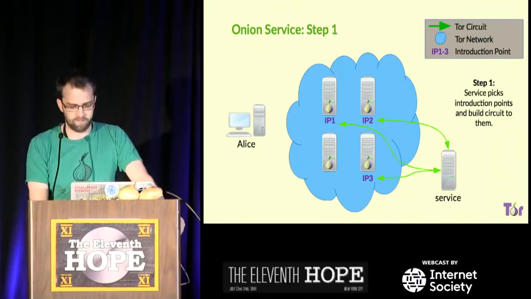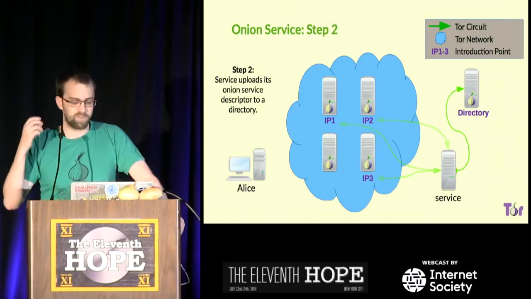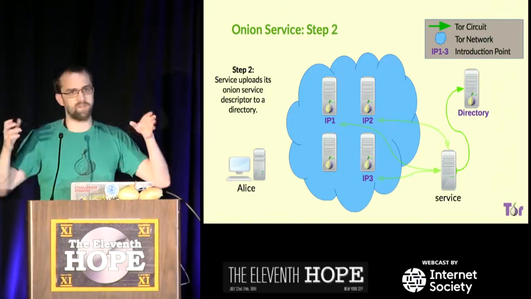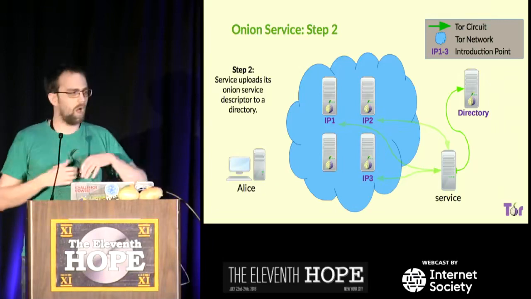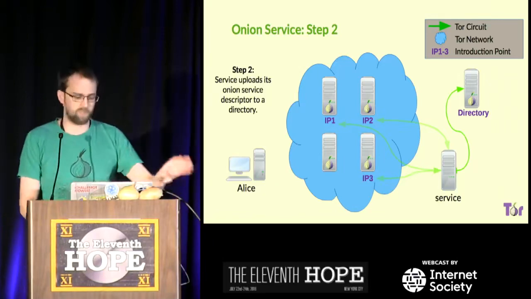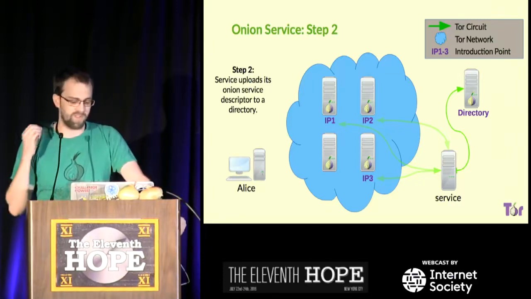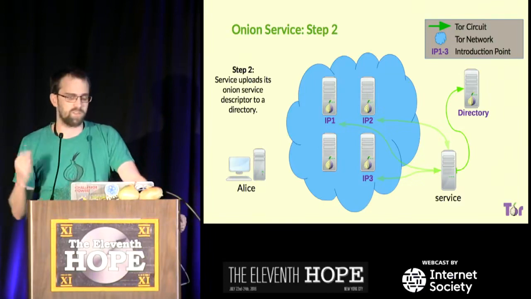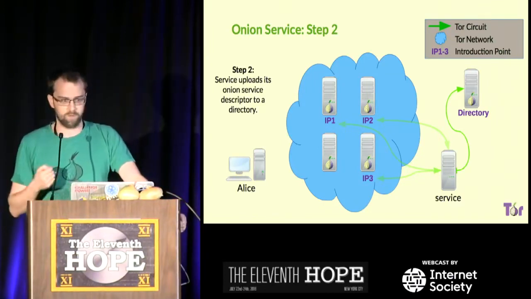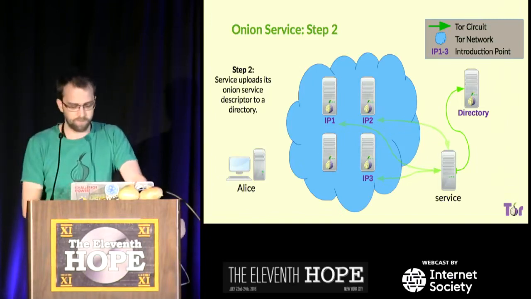And we'll create what we call a descriptor. This descriptor is basically a text file that explains how to get to the service. Some fancy crypto and addresses of where to go and so on and so forth. The service will upload this descriptor to a directory. We call those HS directory. HS for hidden service. Unfortunately, we cannot change that to onion service for now, so keep in mind, HS directory is an onion service directory.